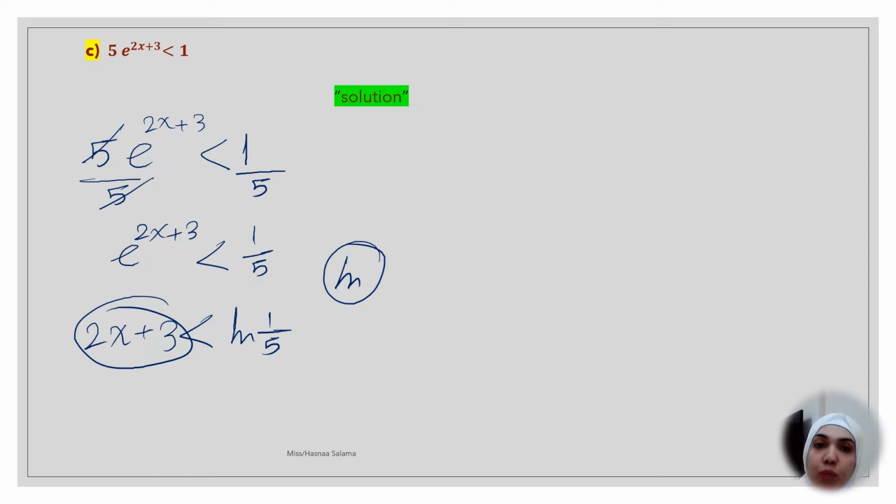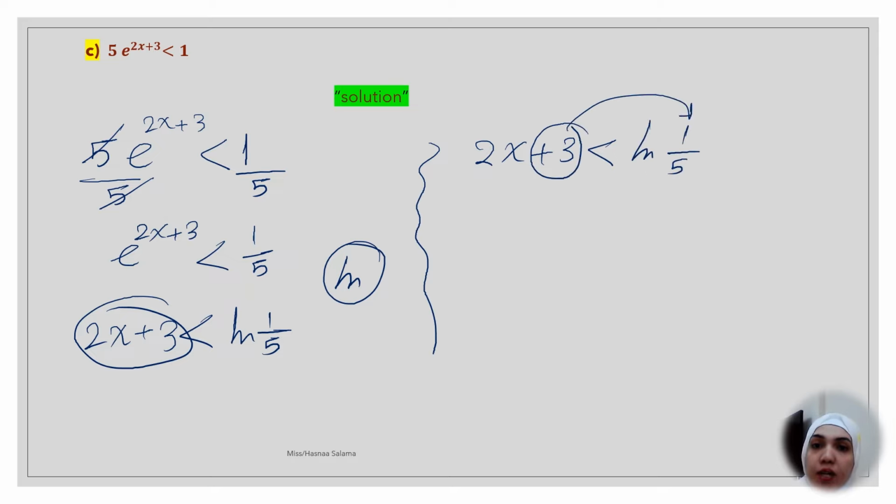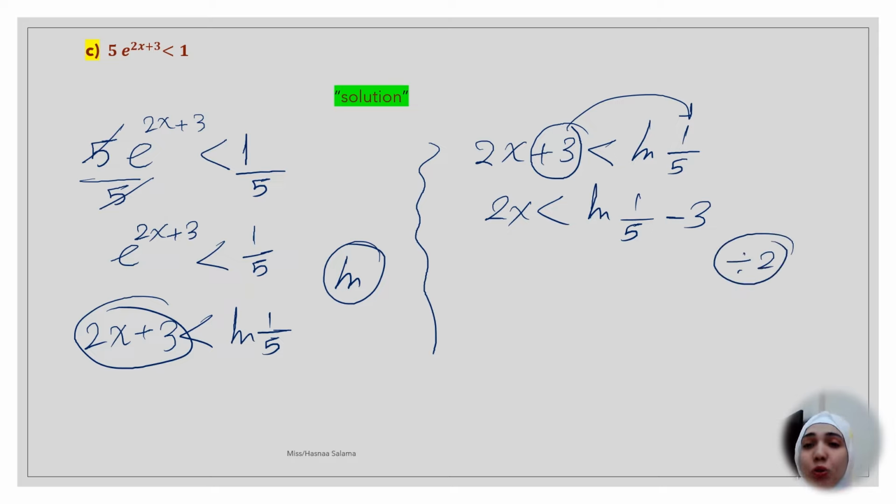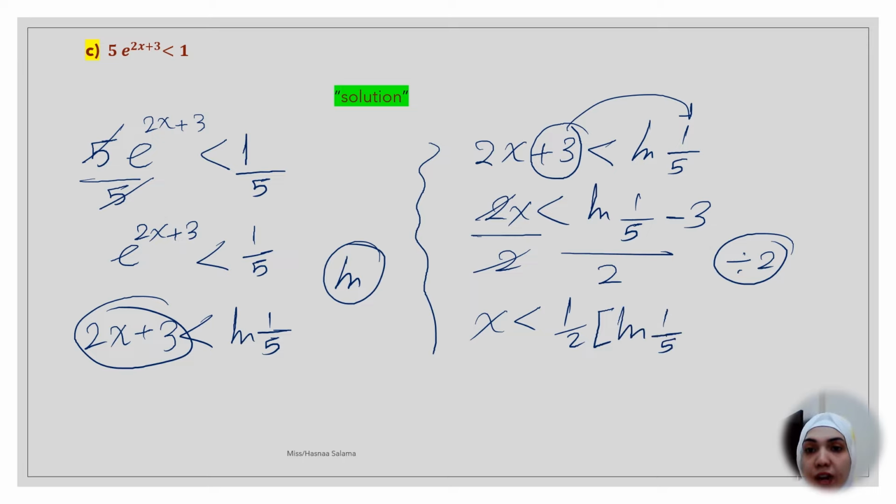It means 2x+3 is less than ln(1/5). I have positive 3 here, so on the other side it will be negative: 2x is less than ln(1/5) minus 3. After that we have a 2, so we will divide both sides by 2, or we can multiply by half. It's the same. So the 2 cancels, and x is less than half of (ln(1/5) minus 3). That's it.